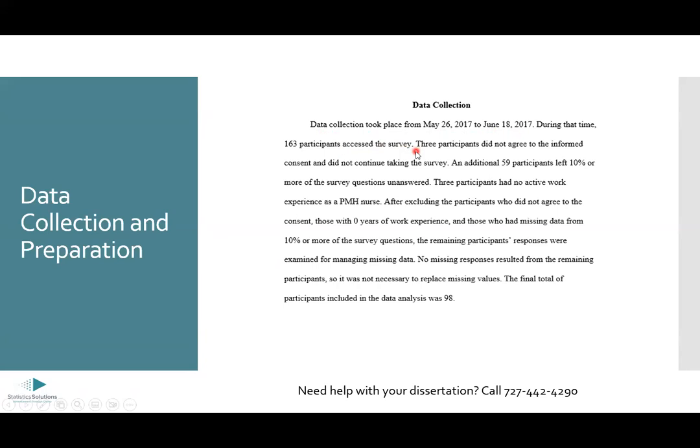Here now we're getting into the inclusion criteria for the study. So 3 people did not provide informed consent to take the survey. There were 59 people who left 10% of the questions unanswered. 3 of them had no active work experience. So I'd imagine that for this study, having active work experience as a nurse was part of the inclusion criteria. And so after excluding the people who did not consent, did not have that work experience, and also had those missing responses, we ended up with a total final sample of 98. So again, this is a very step-by-step way of explaining to the reader who began to take the survey and who ended up being included in the analysis for this study.